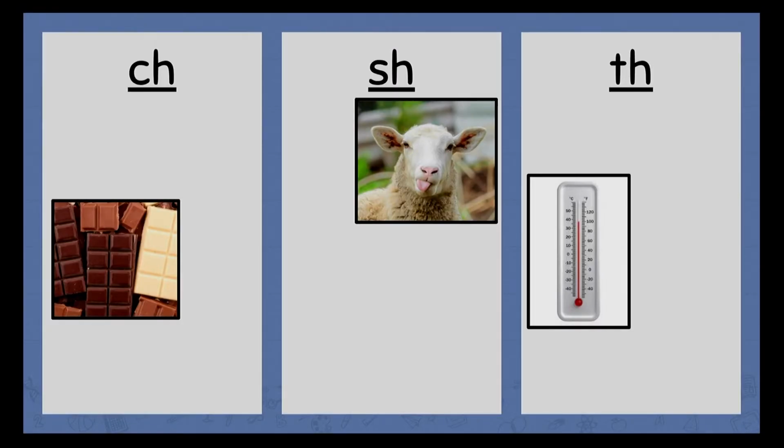What digraph does Thursday begin with? That's right, TH, Thursday. All right, this next one is super cool. It's an animal that can run super fast. It's a cheetah. What digraph does cheetah begin with?